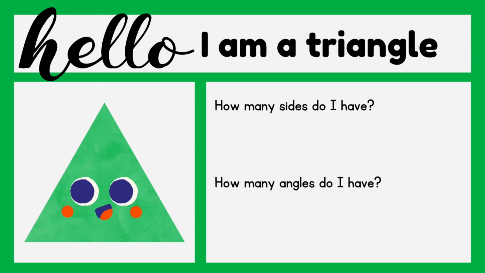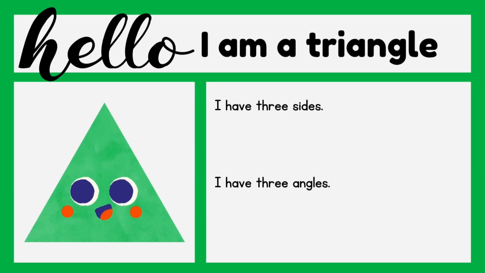Hello, I am a triangle. Can you tell me how many sides and angles I have? Let's count them. 1, 2, 3. I have 3 sides, and I have 3 angles.